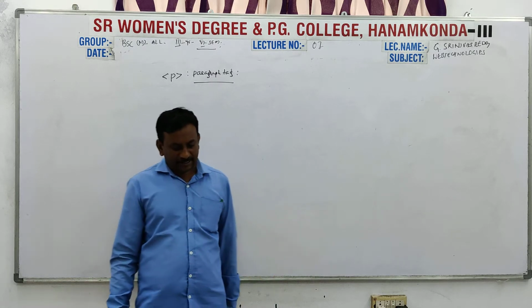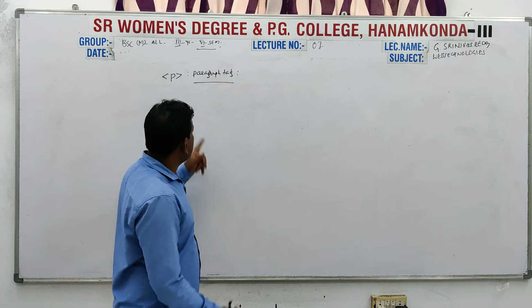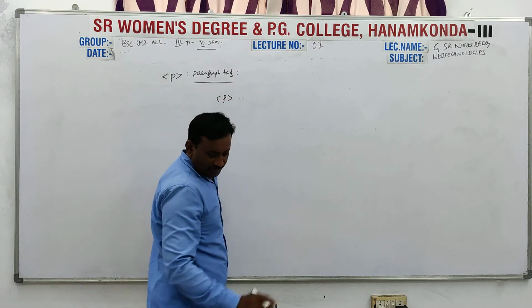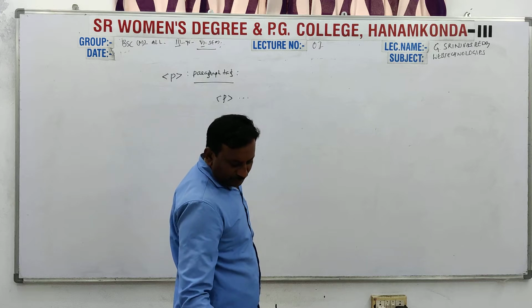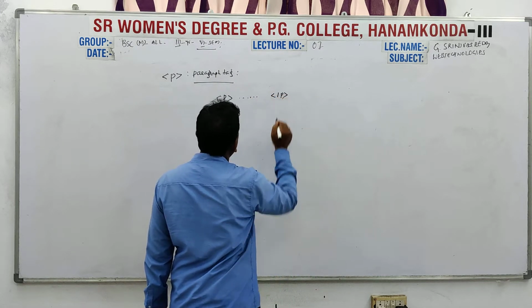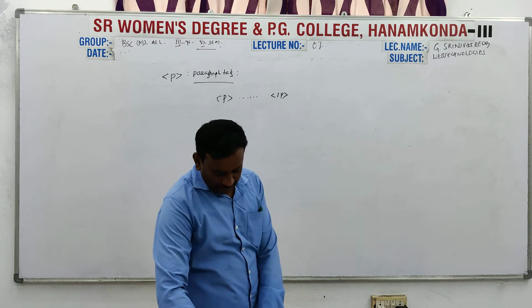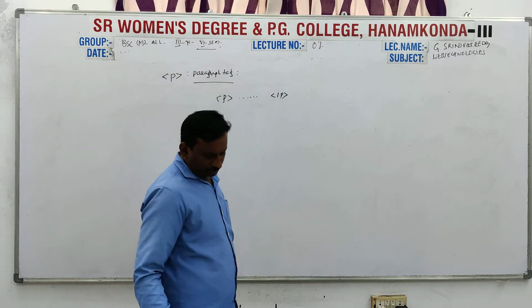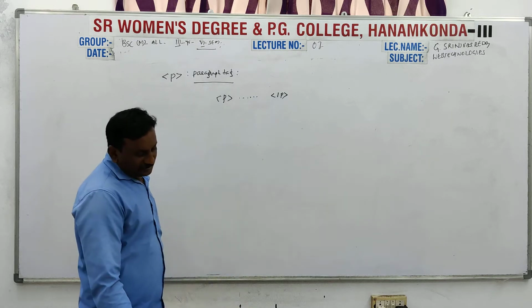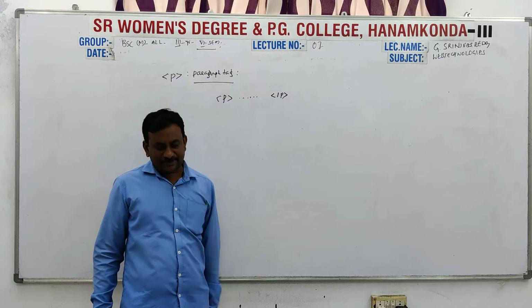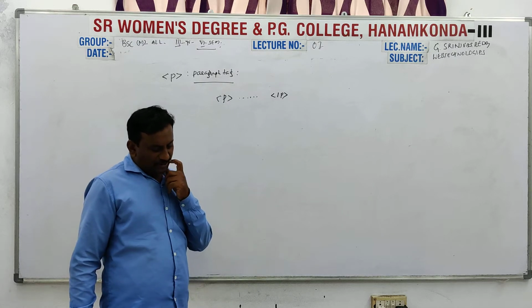We are using the P tag in implementation. P means paragraph, and corresponding P close means paragraph close. Clear? This is a paragraph. It is generally used only for defining the text in separate lines. That is the purpose of using a paragraph.